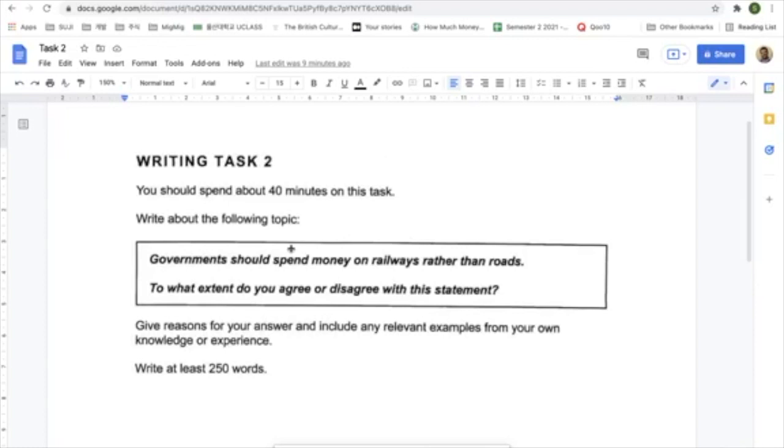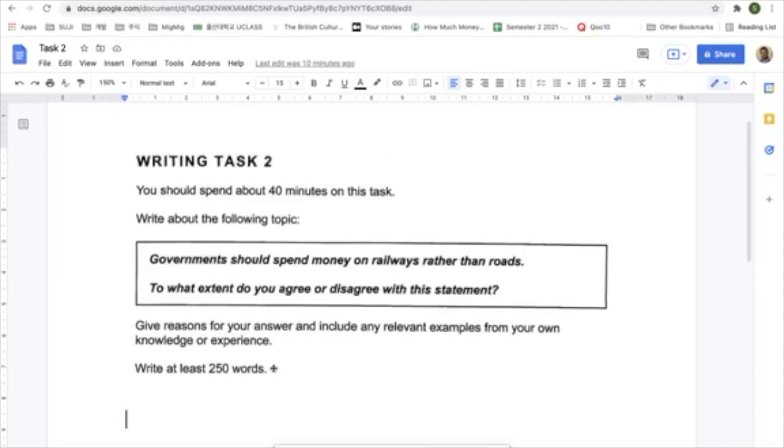Okay, so task 2. What is task 2? Task 2 is the essay question. It's 40 minutes long. You should spend 40 minutes on it. And it's an essay, and the essay will be around 250 words, as you can see here.